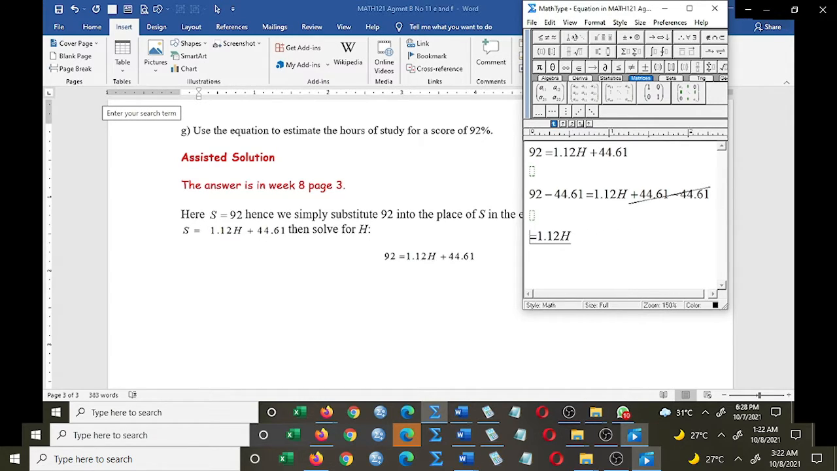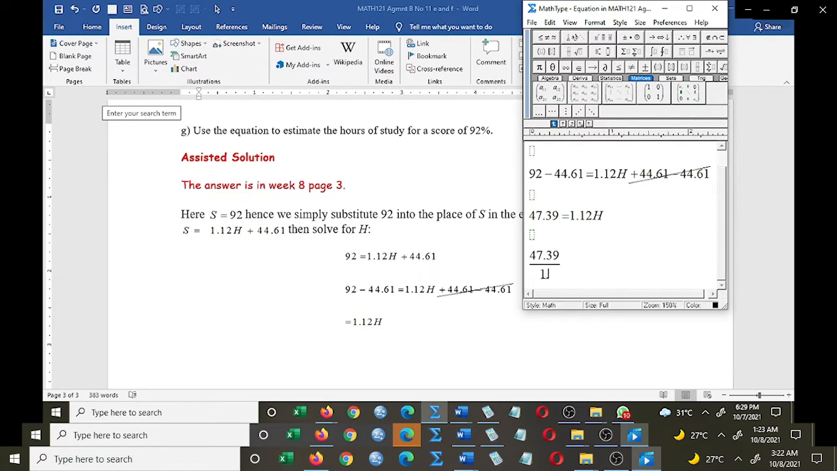What number must I write there? 47.39. And what must we do now? Divide by 1.12 on both sides. Just a little bit of algebra, not much. So you can use that model, that equation, to actually predict how long you must study to get a score of 92.